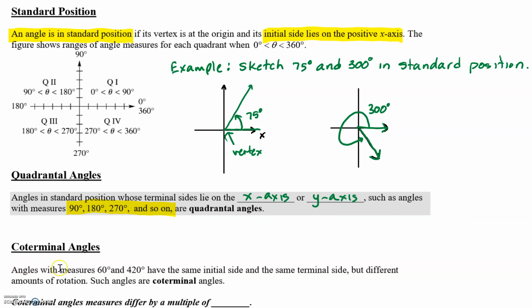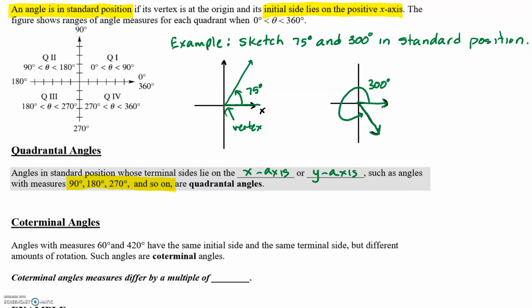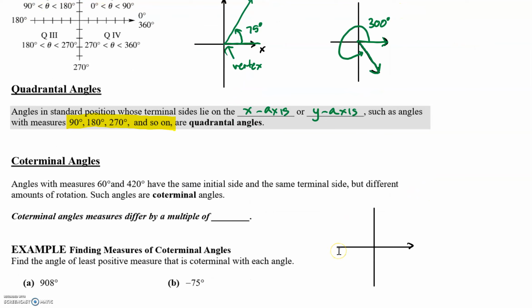Angles with measure, for example, 60 and 420, have the same initial side and the same terminal side, but different amounts of rotation. Such angles are called coterminal. Let's look at that. So first, let's draw 60 degrees. Let me get another graph. Let's put it down here. And first I'm going to graph 60 degrees. So we know 60 degrees is in quadrant 1. It's in the first quadrant. There it is. Again, the initial side is on the positive x-axis, and we go up 60.